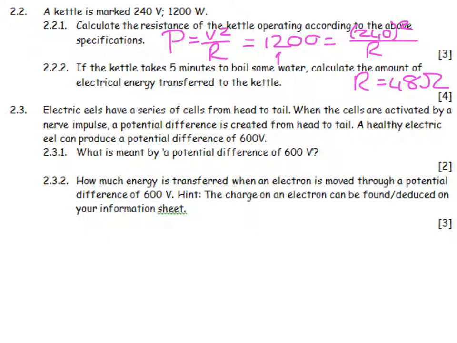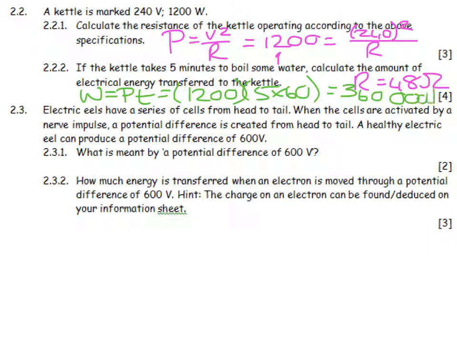If the kettle takes 5 minutes to boil water, calculate the amount of energy transferred by the kettle. Energy transferred is work done. Work done is power times time. The power is 1,200. The time is 5 times 60, which is 300, and I land up with 360,000 joules of energy transferred.